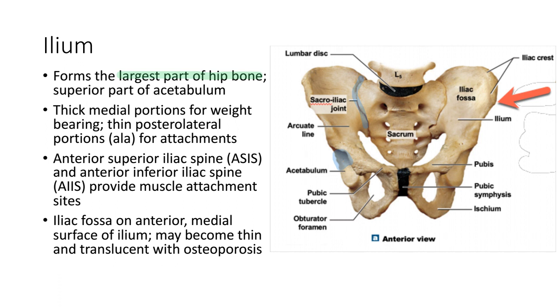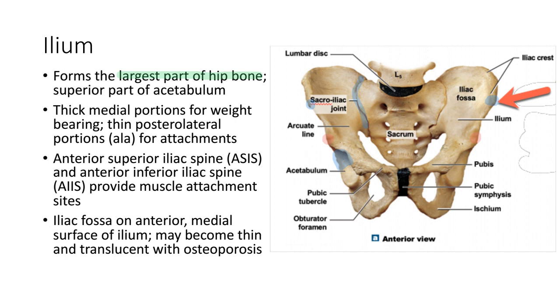At the front, there is a projection that's called the ASIS. So they are right here. Those are those bony projections that you feel on the front of your hip. And there's also one just a little bit lower that's a little bit harder to see, that's called the AIIS, or the anterior inferior iliac spine. And both the ASIS and the AIIS provide muscle attachment sites.